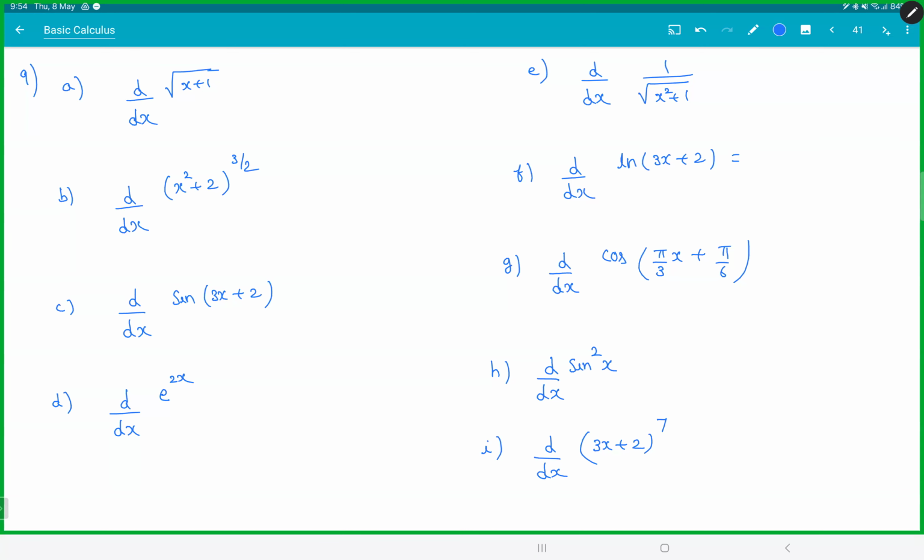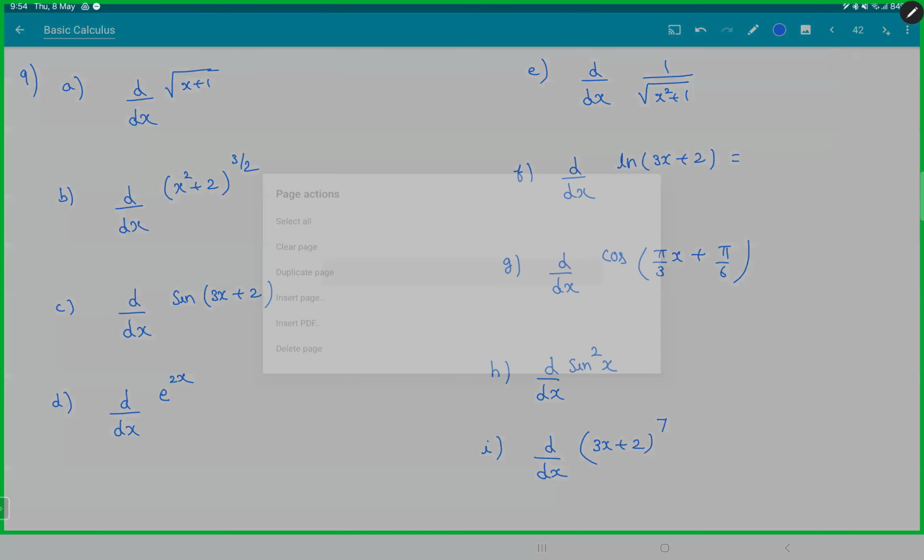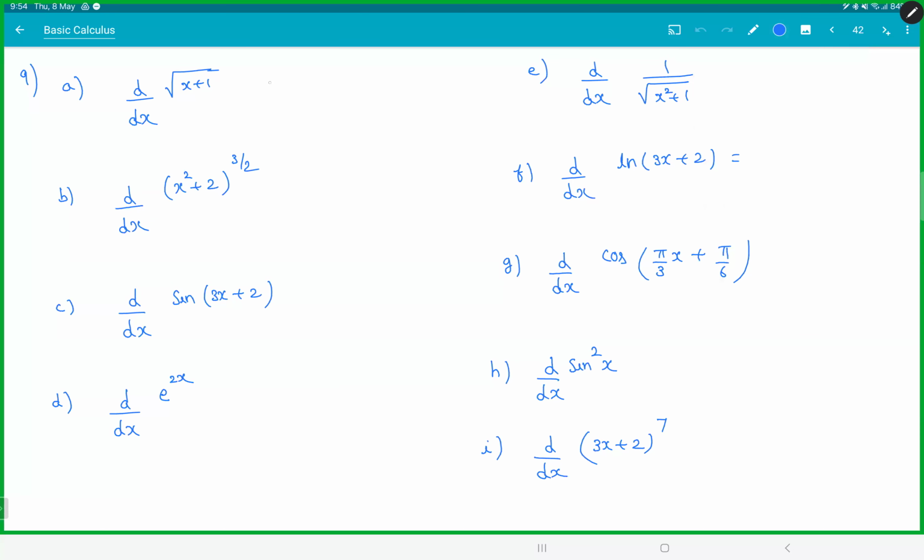The first one is (x plus 1) whole power half. So it's looking like something to the power of half. That's how you start. And if someone is confused here, let me help you with this. d by dx of (x plus 1) whole power half.